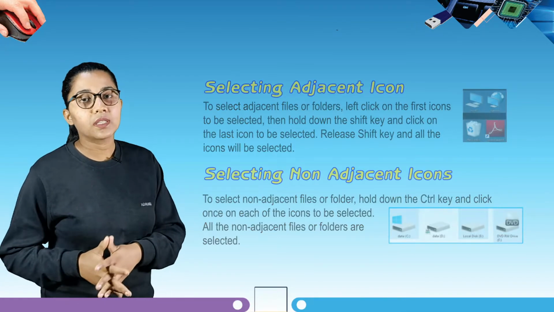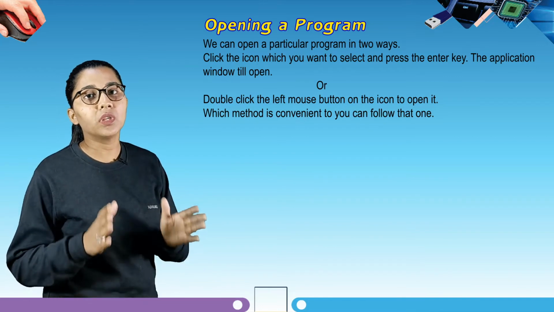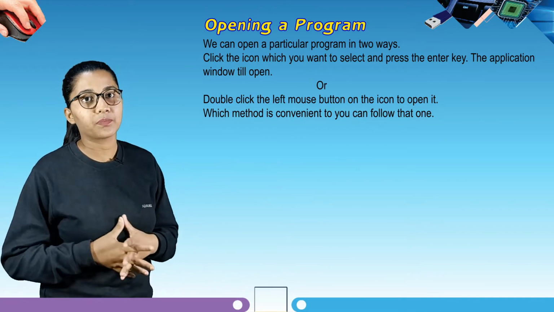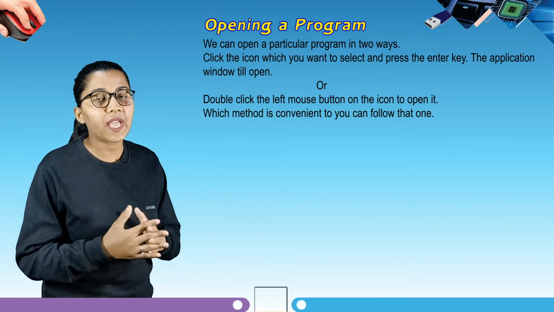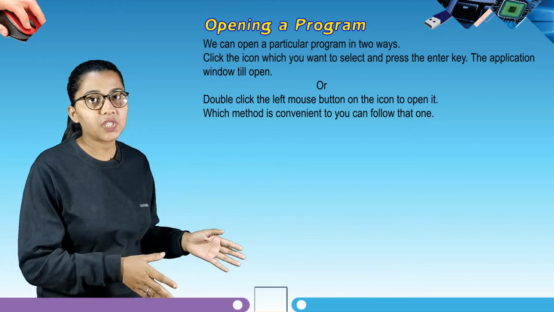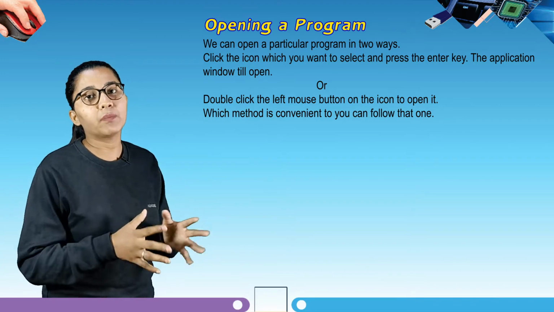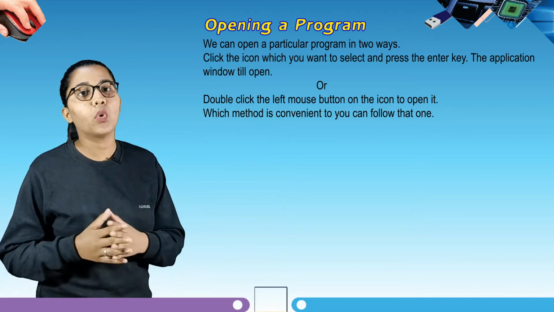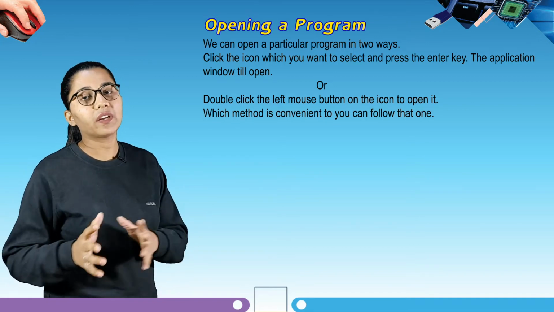Now students, our next topic is opening a program. We can open a particular program in two ways. Click the icon which you want to select and press the enter key. The application window will open. Or double click the left mouse button on the icon to open it. Whichever method is convenient for you, follow that one.